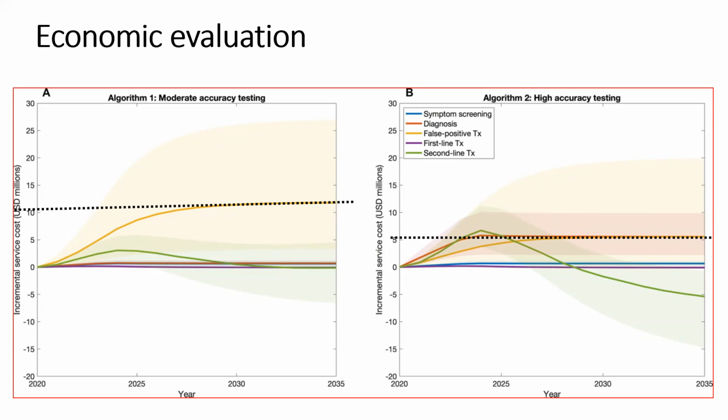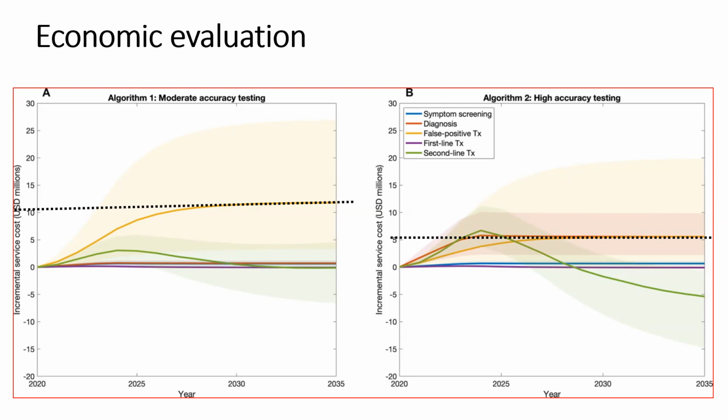So the breakdown of incremental service cost was associated with the active case finding intervention, specifically at the 50% incremental cost coverage rate for the two different active case finding interventions. As I mentioned earlier, they did two algorithms, moderate accuracy testing and high accuracy testing. For the moderate accuracy testing, the major driver of incremental cost was identified to be treatment of false positive TB cases in the non-TB symptomatic population, and this is represented by the orange line, as I've indicated with the dotted line.